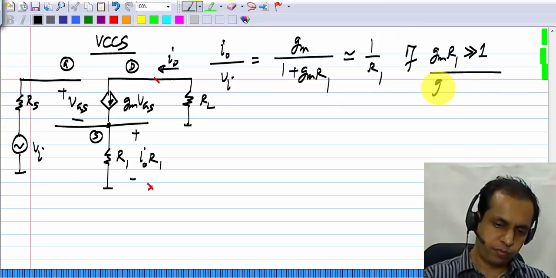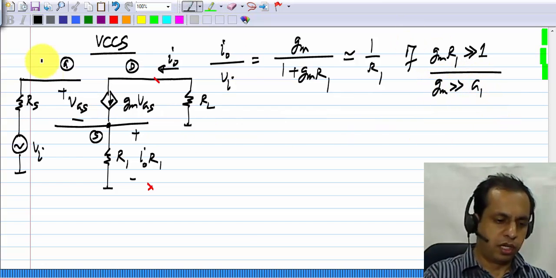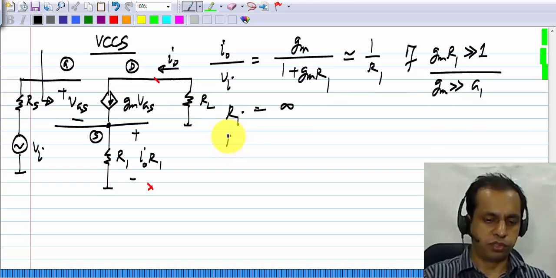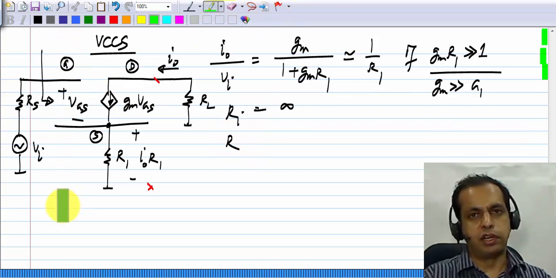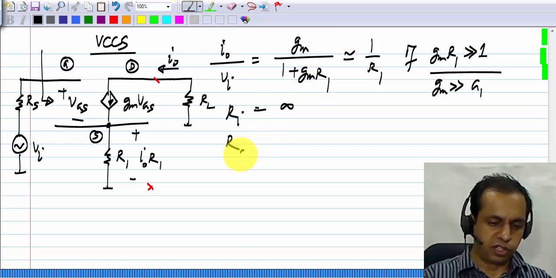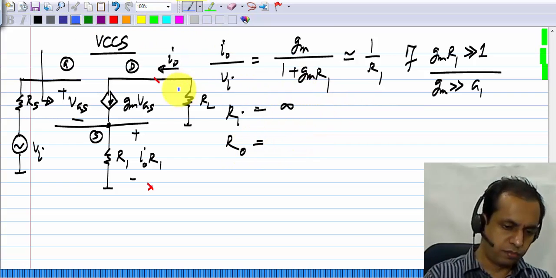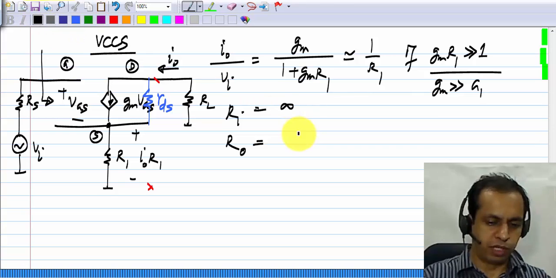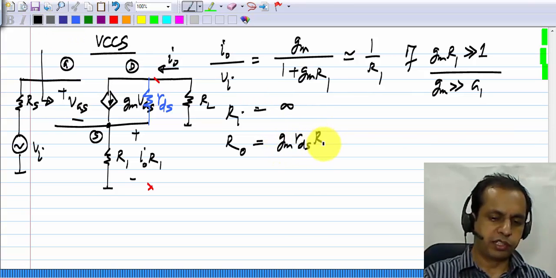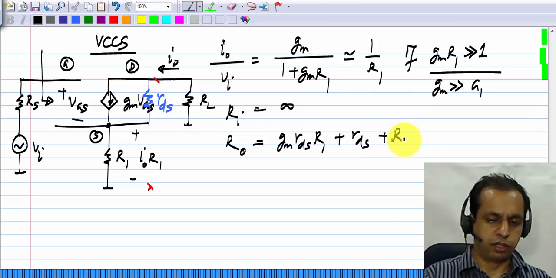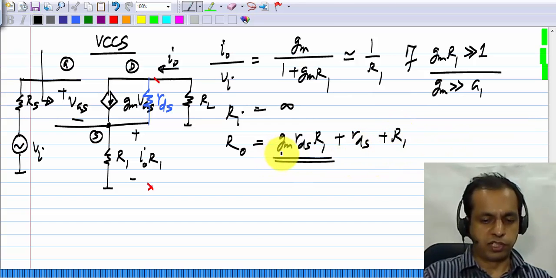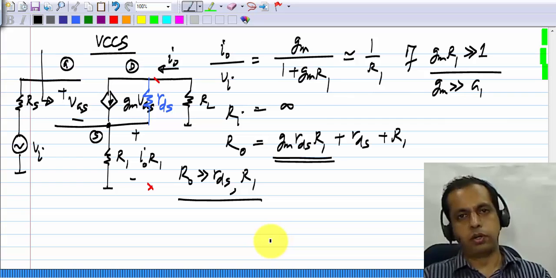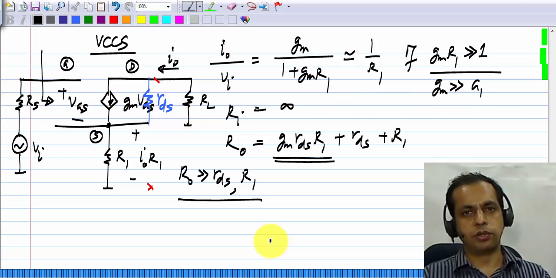GM much more than G1, and Ri looking in here is in fact infinity because no current flows into the gate. Of course, when we add biasing arrangements to this, that may change. And the output resistance, which can be usefully modeled only with the output conductance of the MOS transistor or output resistance RDS, is given by GM RDS R1 plus RDS plus R1. The most dominant term is this. So what this says is R0 is much greater than RDS and it's also much greater than R1. Okay, so it does provide a very high output resistance, but just not infinity.